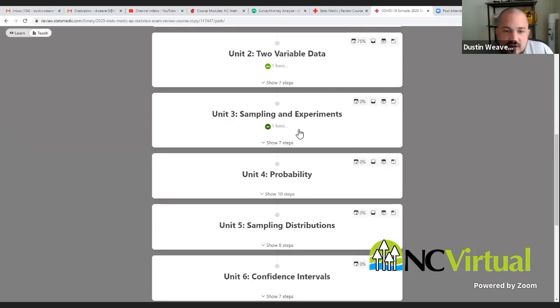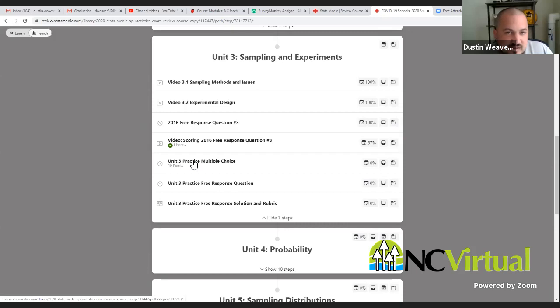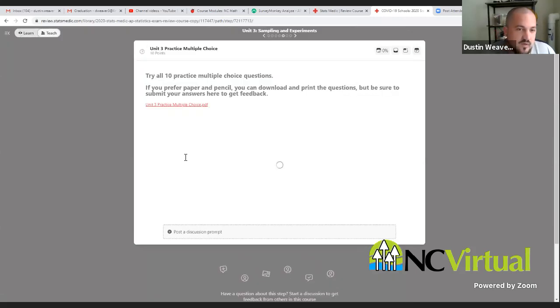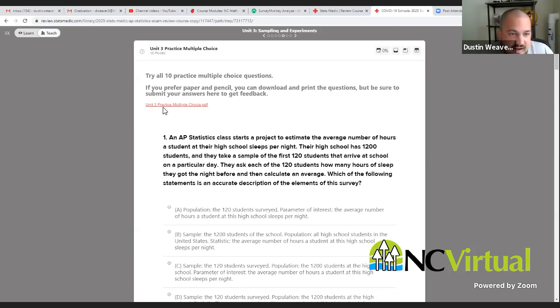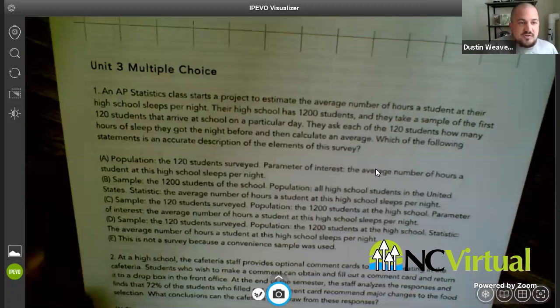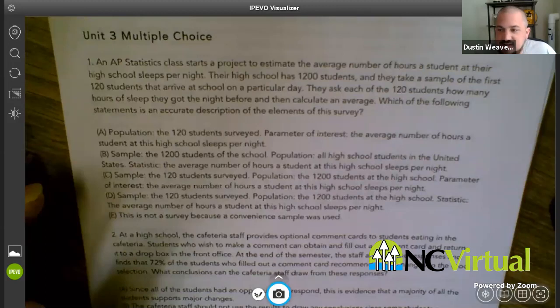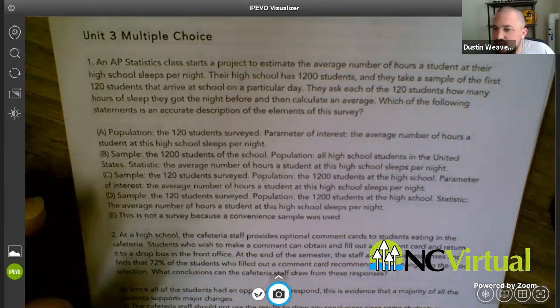So one way to follow along is to go into the Stats Medic course like I am now and go to Unit 3 Practice Multiple Choice. Another way to follow along is to download the PDF and have it printed out where you can write your things. And some of you in the face-to-face class have that already. So I'm going to be going through my printout, and you can also go through either your printout or follow on the AP Stats course. Okay, so is everybody ready to begin on the multiple choice? You got the paper or found the screen that you need to be at? All right.